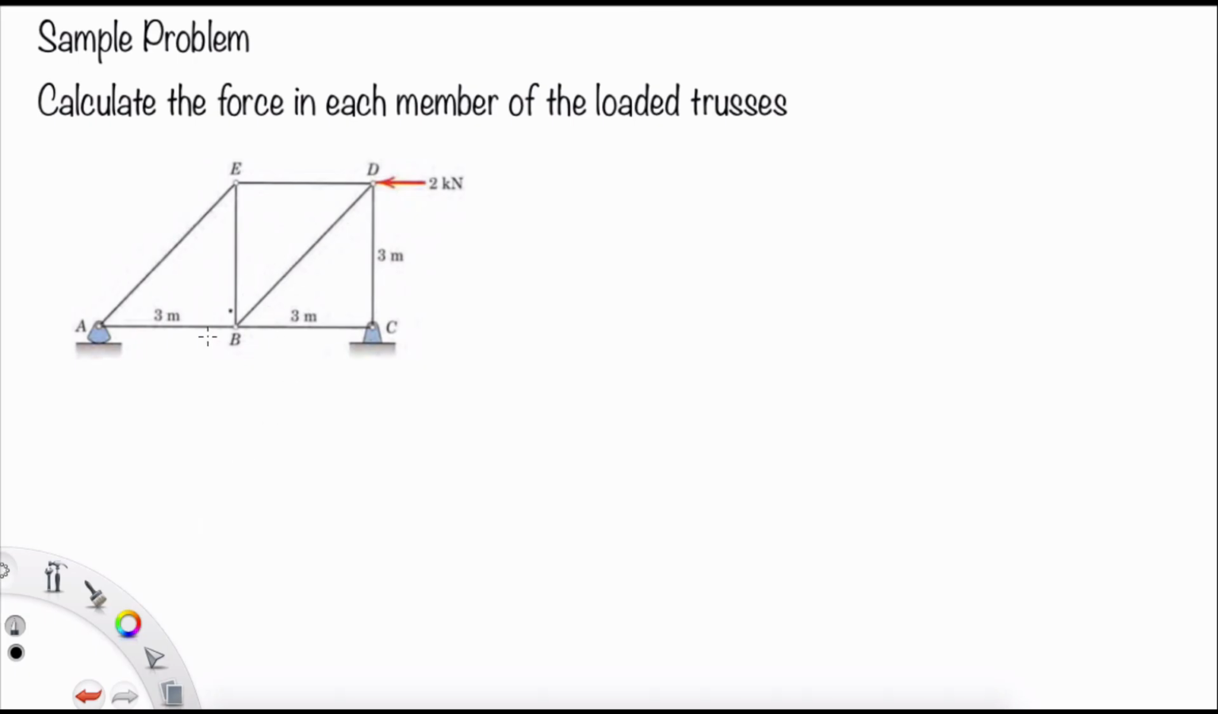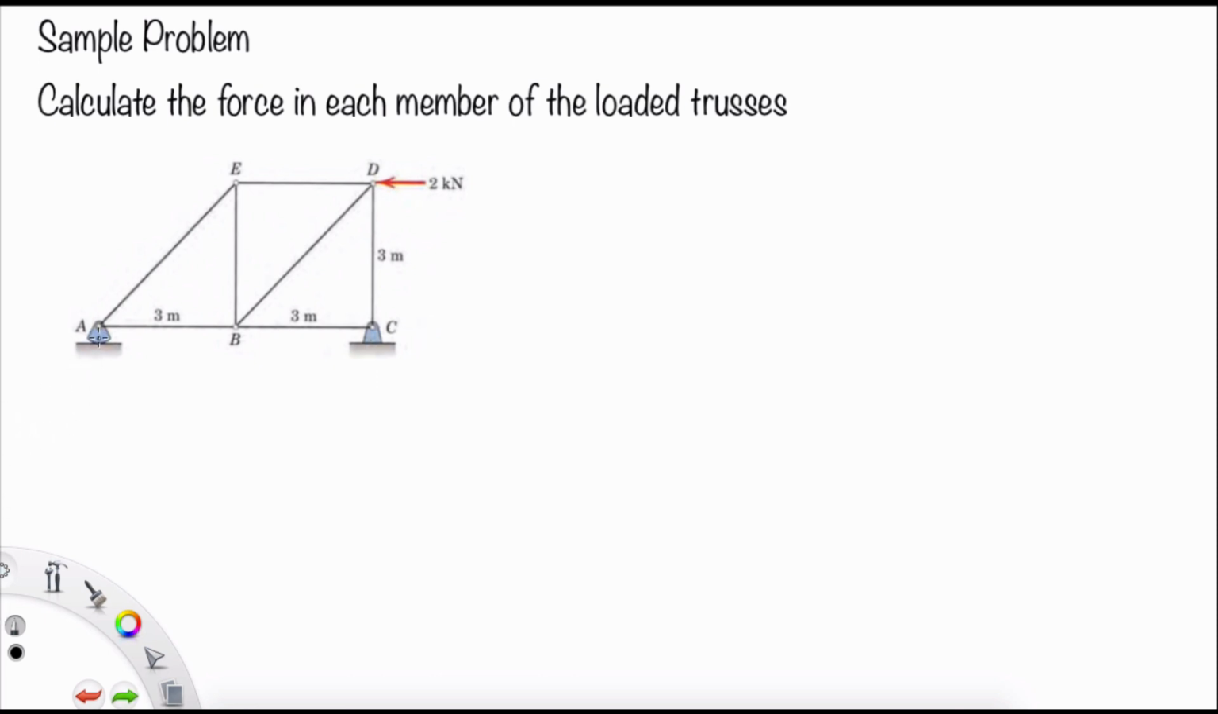To help you understand this more, please try to solve this sample problem. Calculate the force in each member of the loaded trusses, and please remember you have to divide which is the compression and tension also. Now we have this, so we have to draw the external forces working here, and here, and also here. Why is it in a right direction? Okay, now we're coming to solve this.